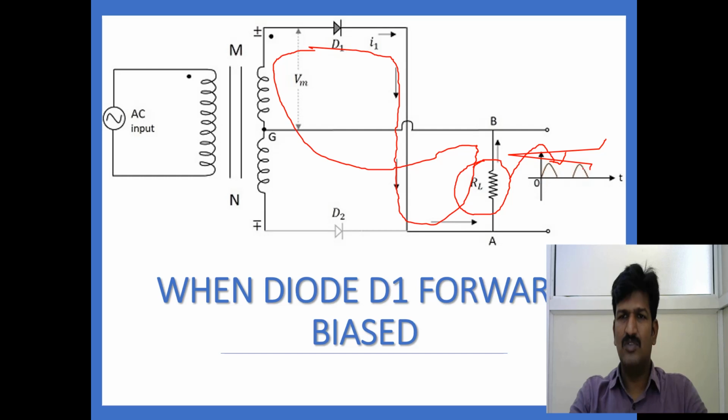Once you see this, you can understand this is the positive half cycle, and this is the output waveform of your rectifier for the positive half cycle. This gap corresponds to the negative half cycle, where there is no voltage at the output. This is the output waveform corresponding to diode 1.